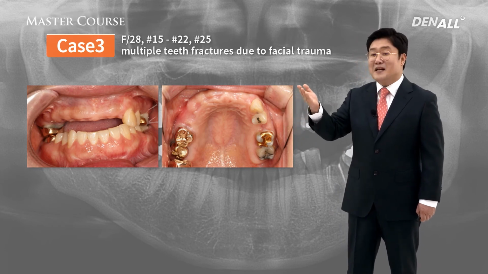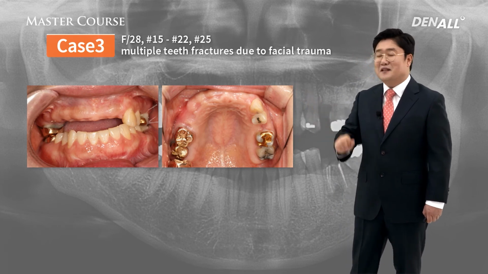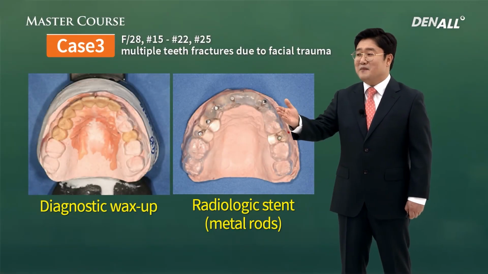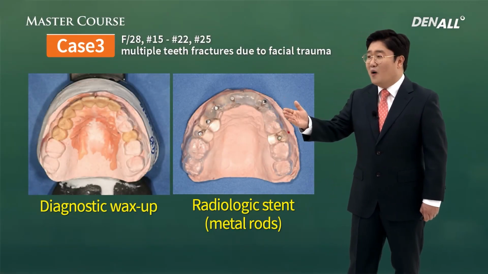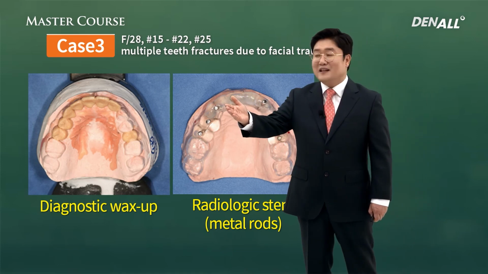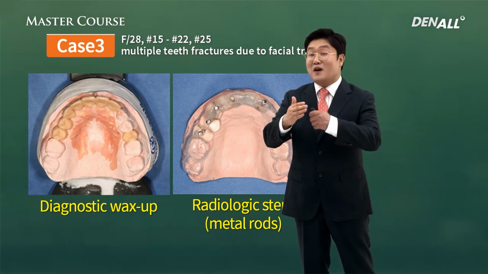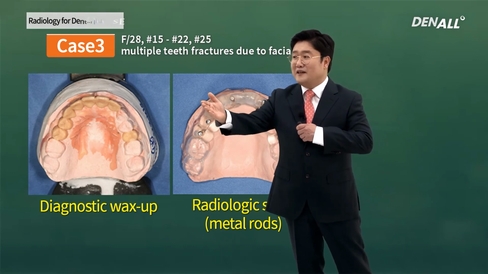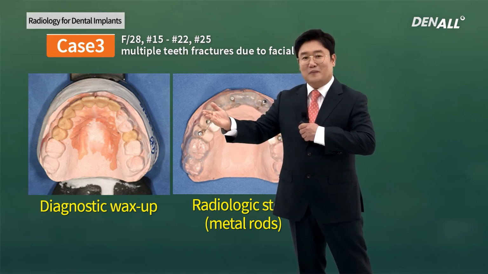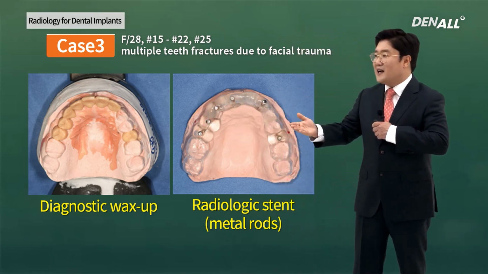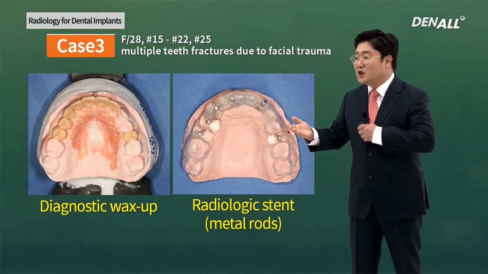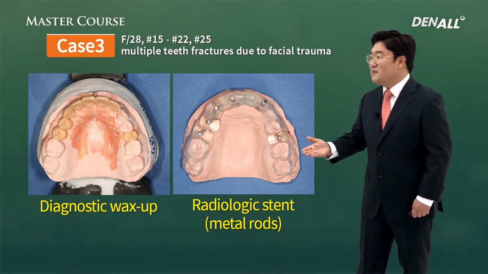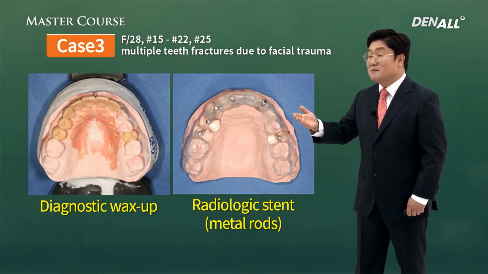Maxilla is edentulous. Extraction was done first, and this is healed after that. The casts are made like this. For the missing teeth, the diagnostic wax-up is made. 1, 2, 3, 4, 5, 8 teeth are made like this. After that, over that, radiologic stent is fabricated at the region where implants will be placed.